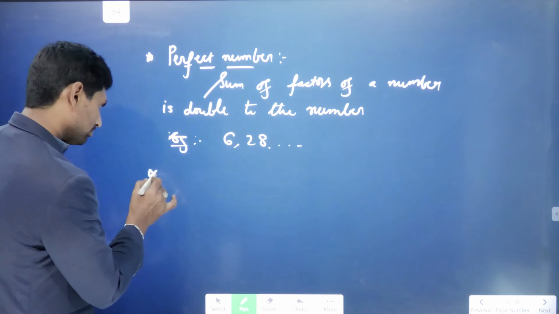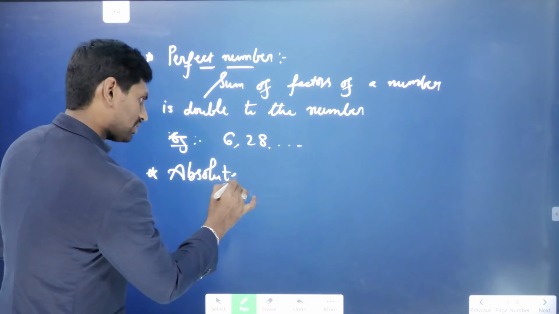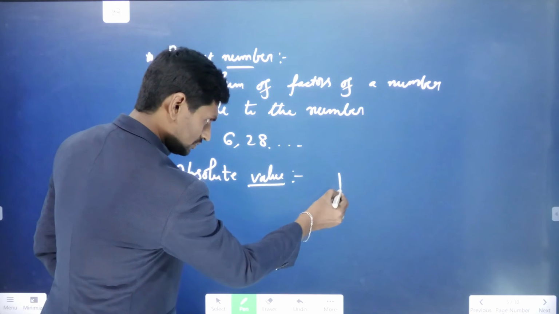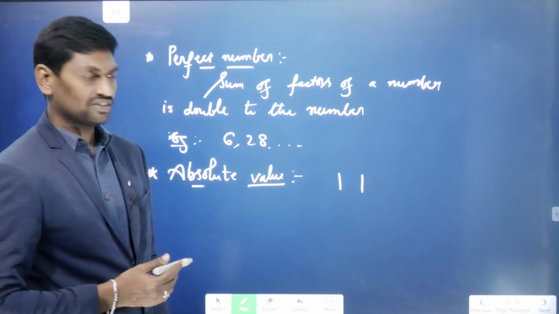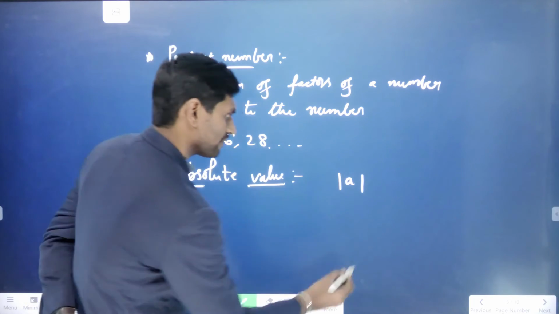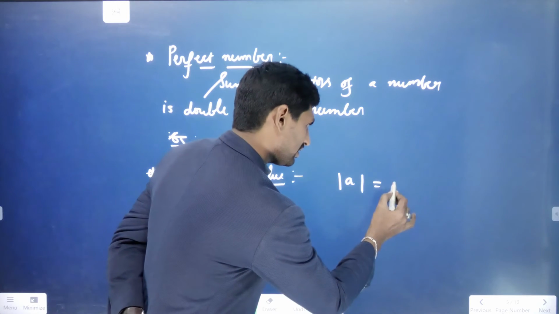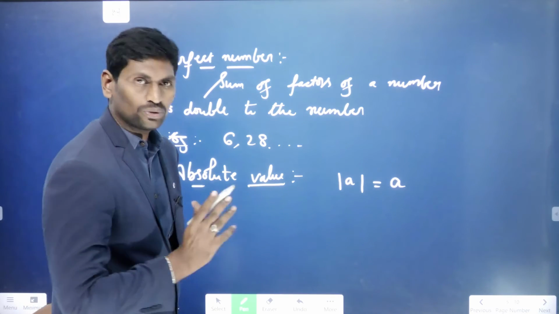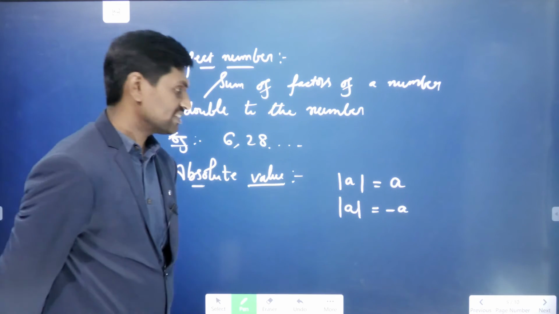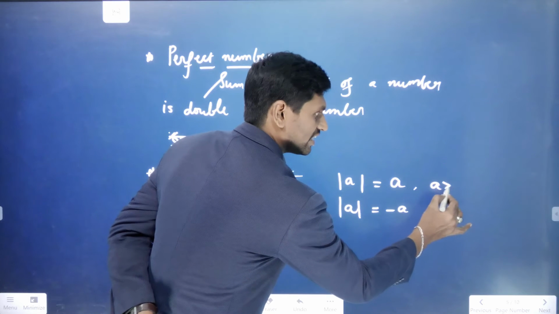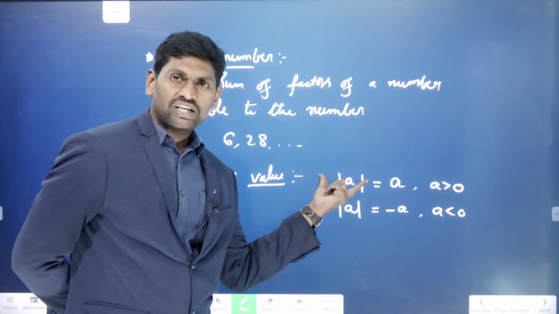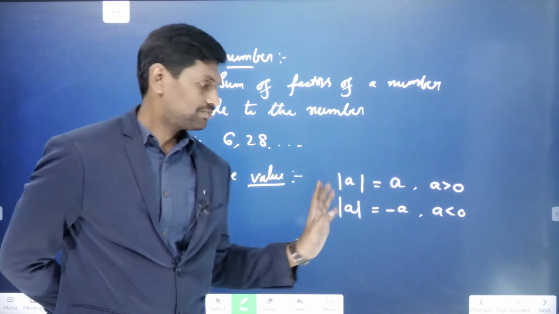Next concept, absolute value or absolute number. Now, this symbol is used for absolute value, modulus of A. Here A is any number, any integer. There are two conditions you should remember. Modulus of A is A, and the second situation is modulus of A is minus A, where A can be any integer. The condition is A greater than 0 for the first, and A less than 0 for the second. Okay? If you take any number in modulus, it will always give a positive value.